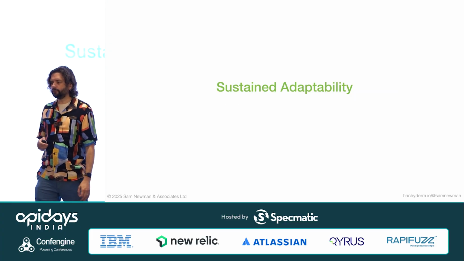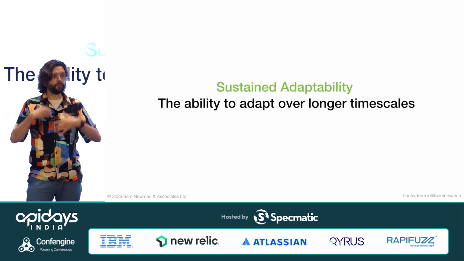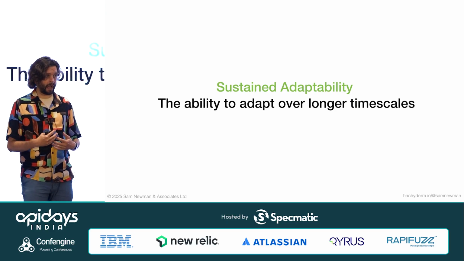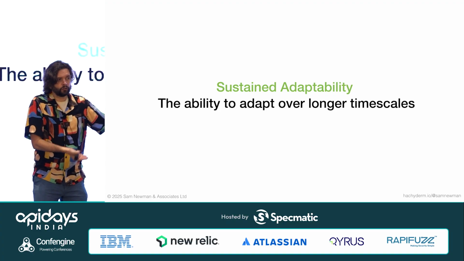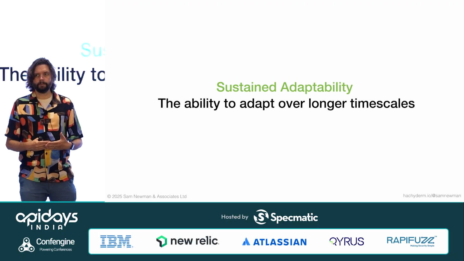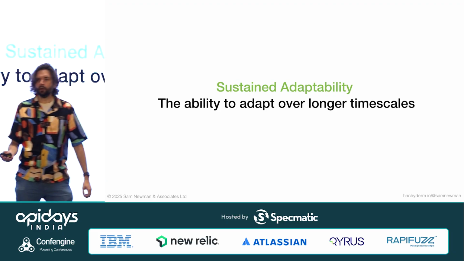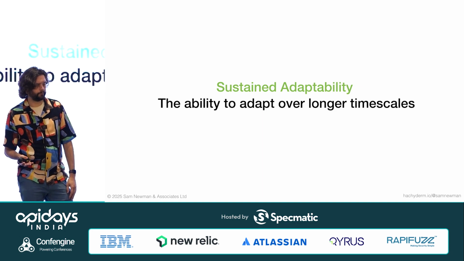And then we move on to sustained adaptability. And this is our ability to learn, typically over longer timescales. How do we learn from what happened? Because we need to take what we know and feed that back in to improve our system. And these two things, dealing with surprise and learning, are often when larger corporates fail.